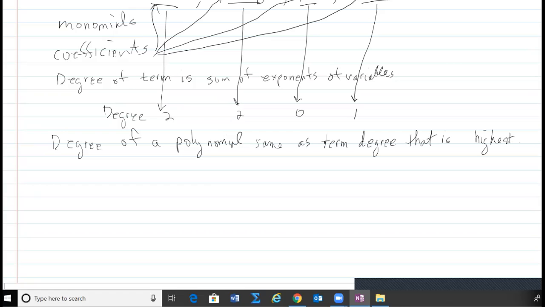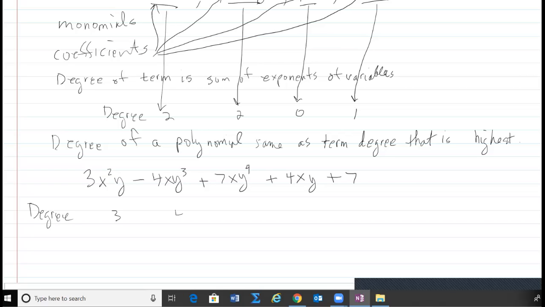Okay, so for example, we might have a polynomial that looks like this: 3x squared y minus 4xy to the third plus 7xy to the fourth plus 4xy and then maybe plus 7. This is called a constant term. To figure out the degree of this, you have to look at each term and figure out the degree of each. Mentally you can do this, or you can just write it down. This one would be a 3. This would be a 4. This would be a 5. This would be a 2, and this would be a 0.